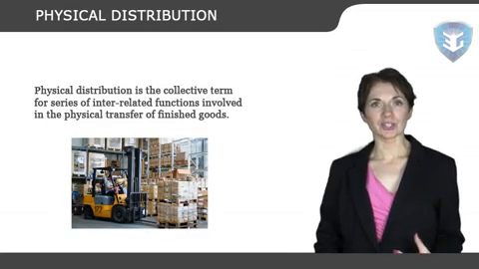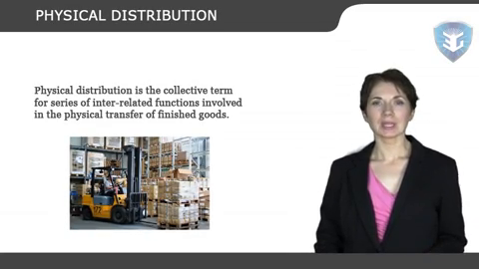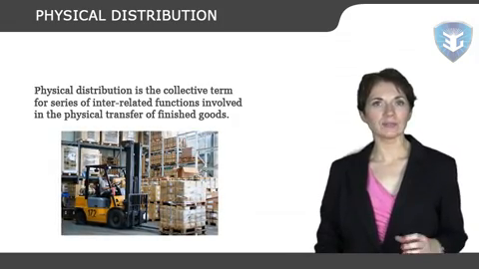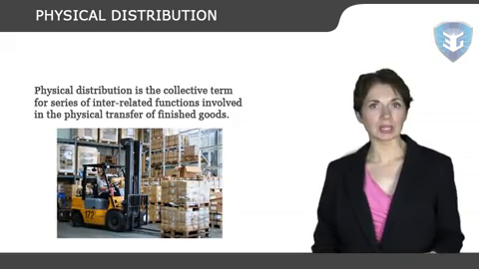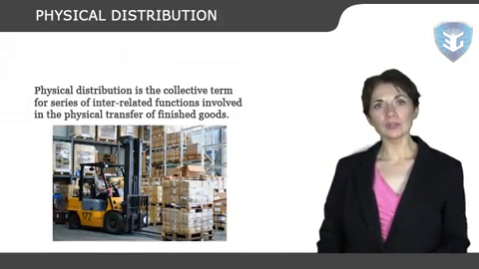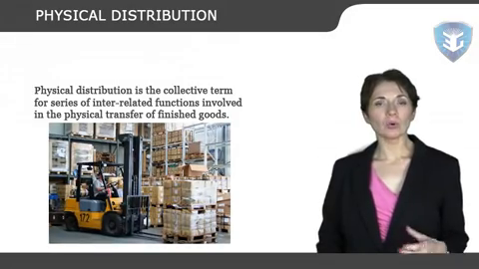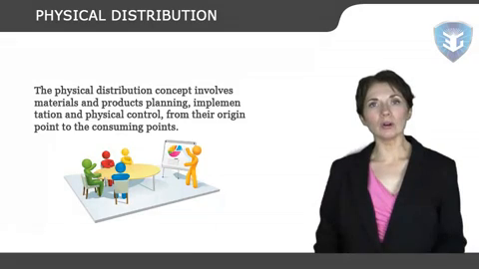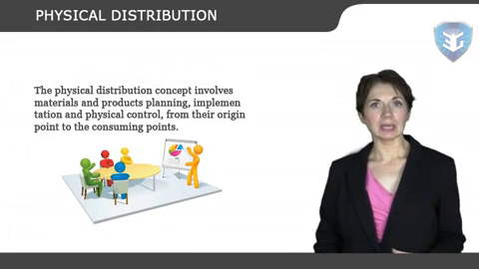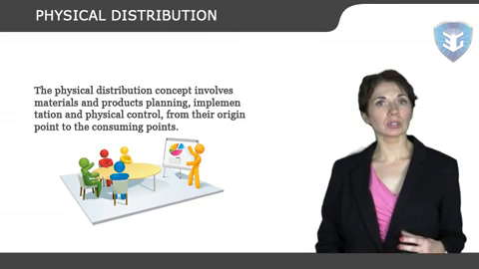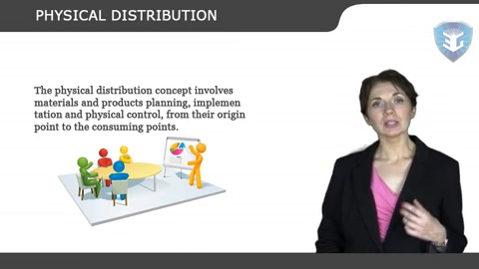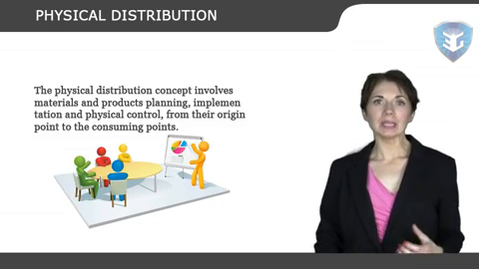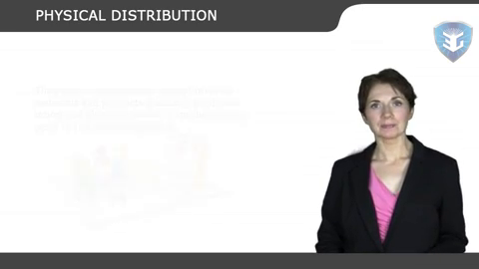Let's start with the introduction of physical distribution. Physical distribution is the collective term for a series of interrelated functions involved in the physical transfer of finished goods from producer to consumer, directly or through intermediaries. The physical distribution concept involves materials and products, planning, implementation, and physical control from their origin point to the consuming points to satisfy consumers' needs and make profit for the organization.